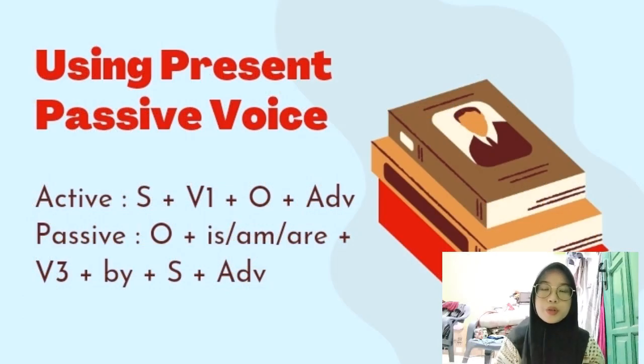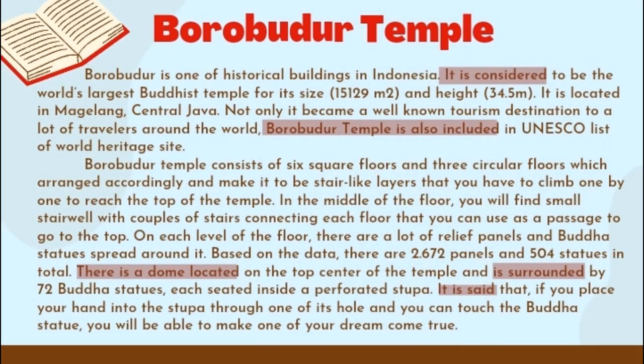Third, using present passive voice. If the form is active, it is subject plus verb 1 plus object plus adverb. Passive is object plus is/am/are plus verb 3 plus by the subject plus adverb. For example, the words highlighted in red use present passive voice. For example, it is considered, Borobudur Temple is also included, there is a dome located, is surrounded, and it is said.